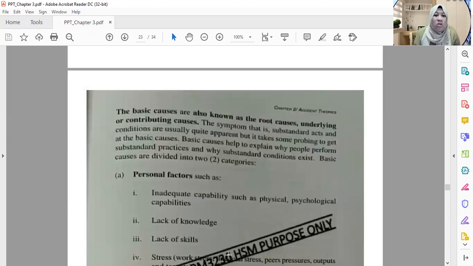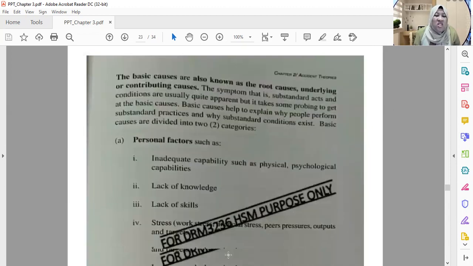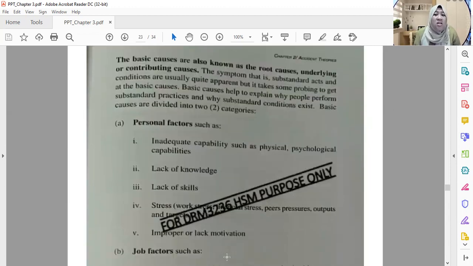Now we're moving on to the basic causes, also known as the root causes, underlying or contributing causes. The symptoms, that is substandard acts and conditions, are usually quite apparent. Apparently dia adalah satu keadaan yang sangat menonjol lah, but it takes some probing to get at the basic cause. Kita cari punca, akar umbi tu, macam mana boleh berlakunya sesuatu keadaan tu menjadikan tragedi ataupun kemalangan.